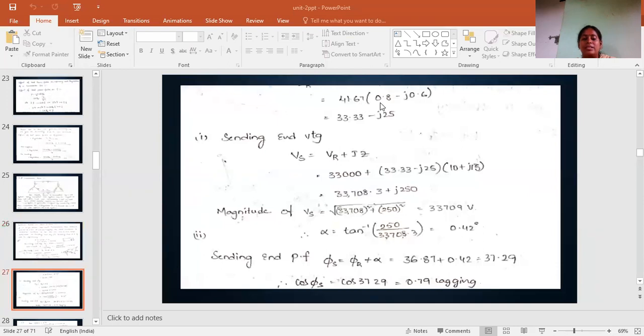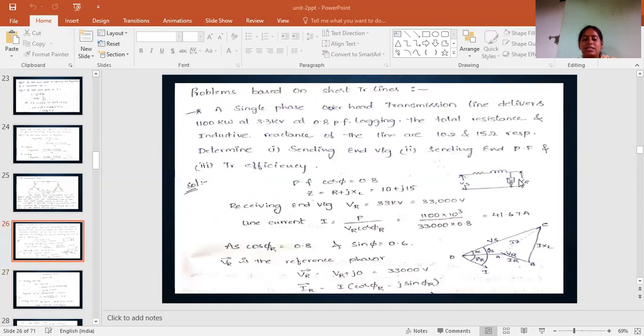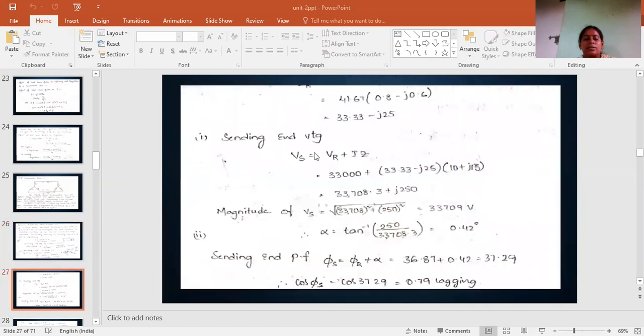41.6 into cos phi is nothing but 0.8 minus j into sin phi, whose value is 0.6. So we can multiply and get the value of IR. For the sending end voltage, Vs equals VR plus drop. Sending end voltage equals receiving end voltage plus drop. Drop is nothing but I into Z. So Vs equals VR plus I into Z.